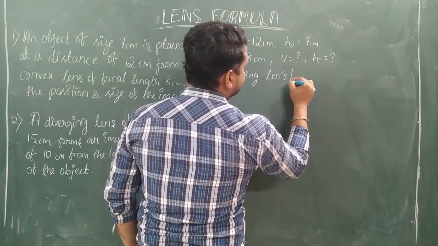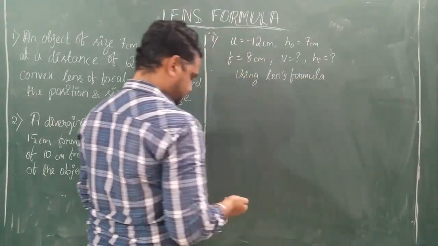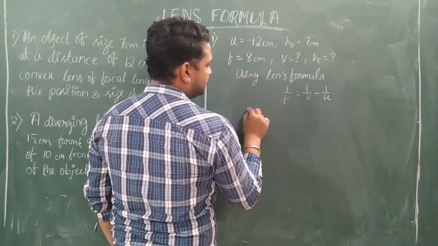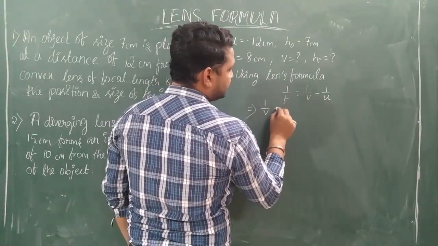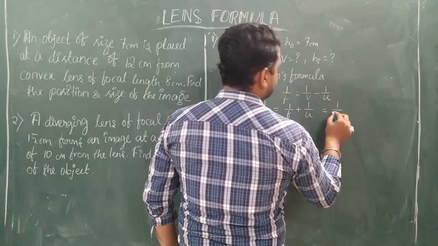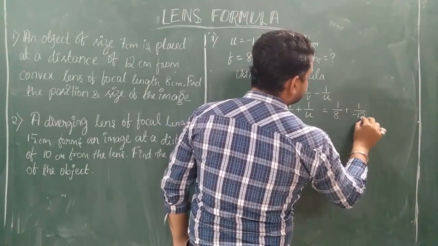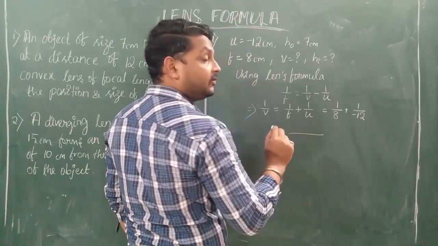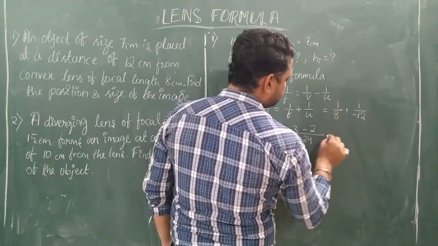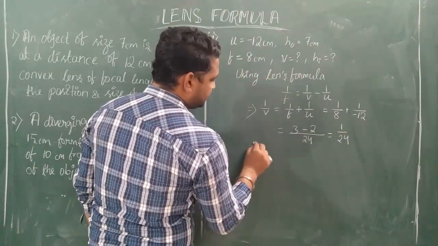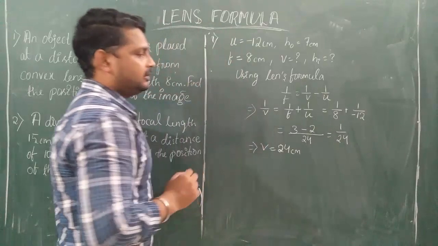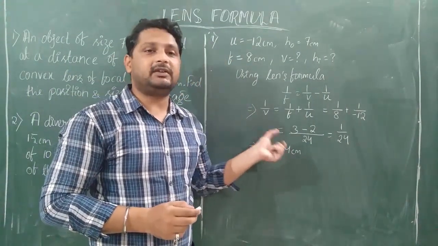So using the lens formula, we have 1 by f is equal to 1 by v minus 1 by u. What do we need? We need v. So 1 by v is equal to 1 by f plus 1 by u. Now putting the values, 1 by 8 plus 1 by minus 12. That gives us the LCM of 12 and 8, 24, 3 minus 2 is 1 by 24. So that implies v is equal to 24 centimeter.